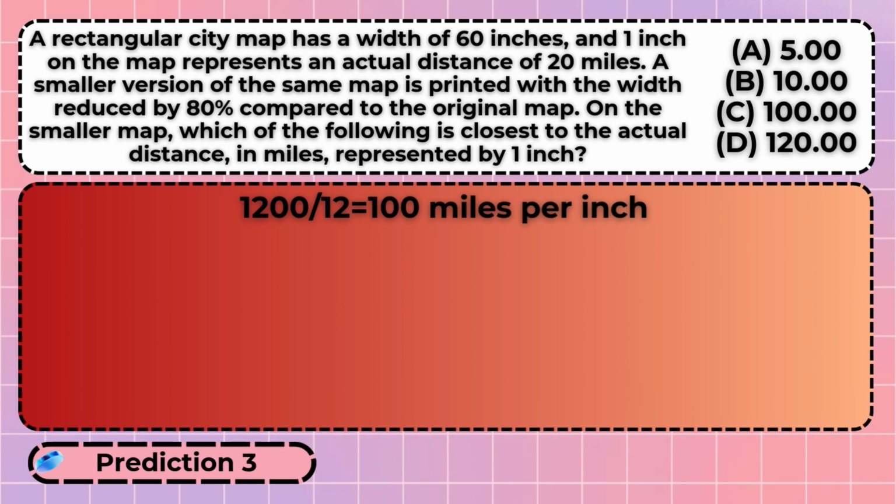And notice how the SAT likes to set up trap answers here. For example, choice A, 5 miles per inch, and choice B, 10 miles per inch. Those choices might seem tempting if you misunderstood the problem and assumed everything was shrinking uniformly. But actually, when a map gets smaller, each inch covers more distance, not less, which is why the correct answer has to be a much larger number.